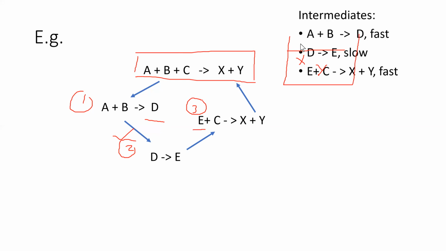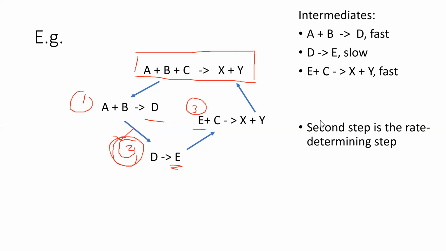So if I'm just going to make up the rate. So if step 1 is quite fast, step 2 is slow, and step 3 is also fast, then step 2 is the rate determining step. Before number 3 can happen, it has to wait for this to happen, because otherwise it doesn't have E. So in this instance, step 3 does not affect the rate, because it's after step 2, after the rate determining step. But step 1 does affect the rate.